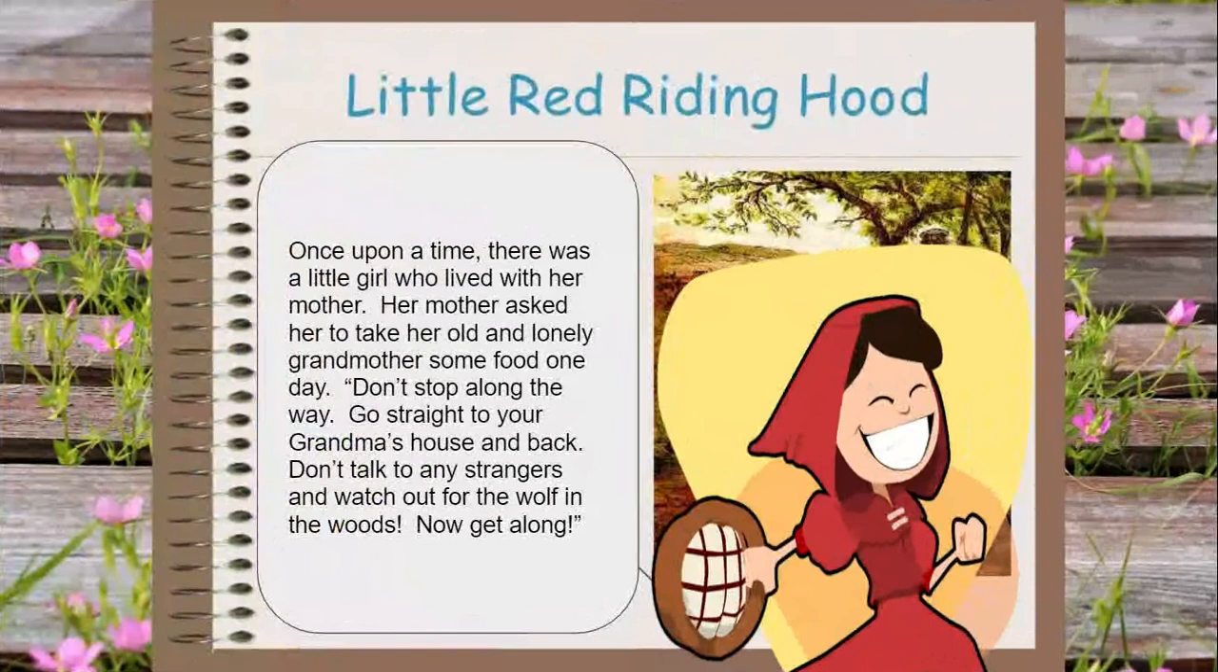Little Red Riding Hood. Once upon a time, there was a little girl who lived with her mother. Her mother asked her to take her old and lonely grandmother some food one day. Don't stop along the way. Go straight to your grandma's house and back. Don't talk to any strangers and watch out for the wolf in the woods. Now get along.